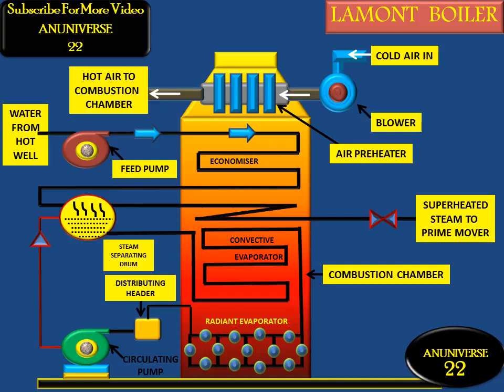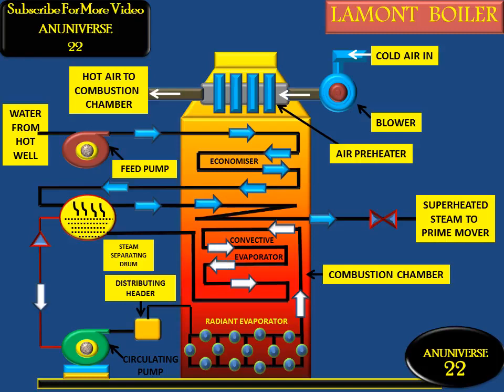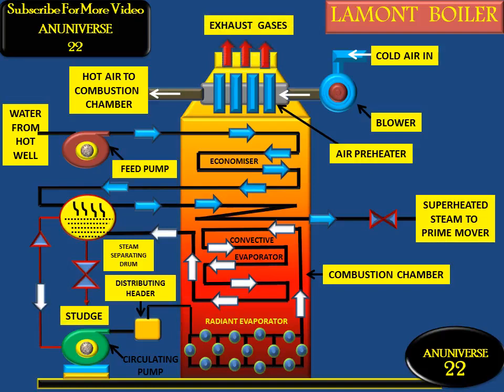And here we can see the direction of the water that is coming out from the feed pump to the economizer, and from the economizer it goes to the steam separating drum, and from the steam separating drum the saturated steam goes toward the superheater, and water is coming towards the centrifugal pump, and from the centrifugal pump it is supplied to the evaporator tubes, and from the evaporator tubes it goes toward the steam separating drum. And these are the exhaust gases.